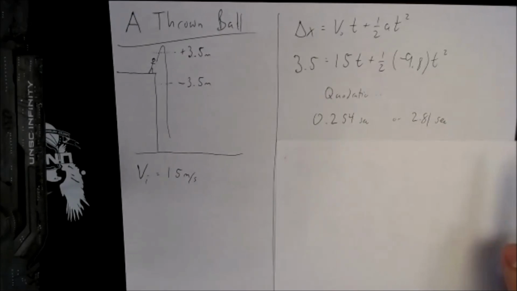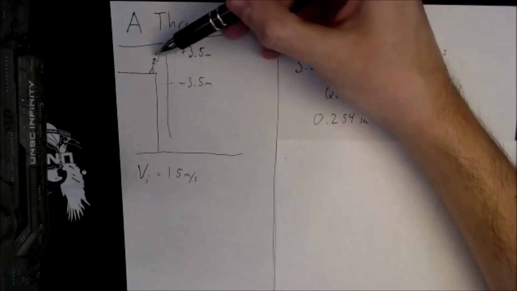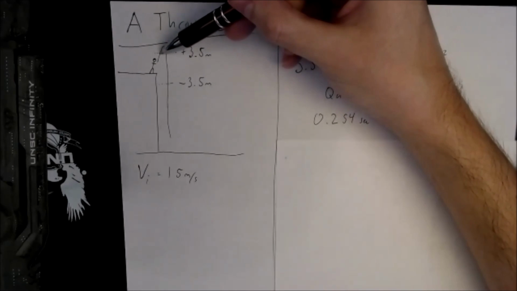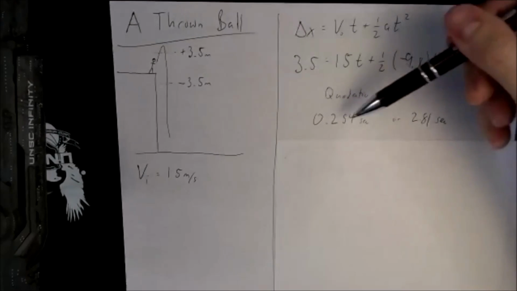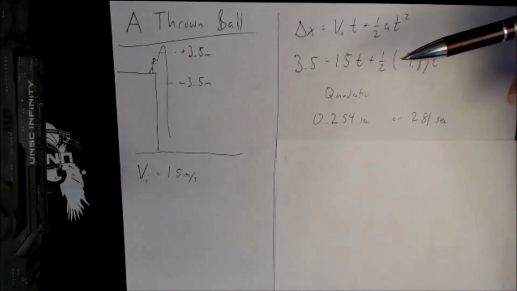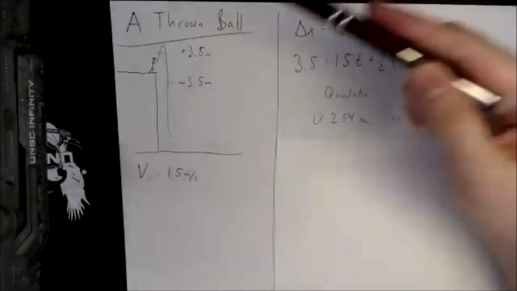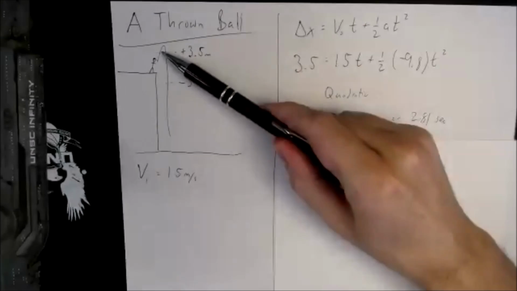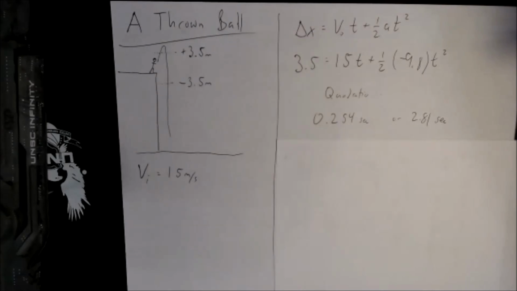Both of these are correct answers because when you throw the ball up, it passes by this 3.5 meter line twice. Once on its way up, and then it reaches some maximum point, and then it passes by it again. So both of these are correct answers because at both this time and at this time, the ball is 3.5 meters above your hand. You can see it has to pass by that line twice on its way back down.